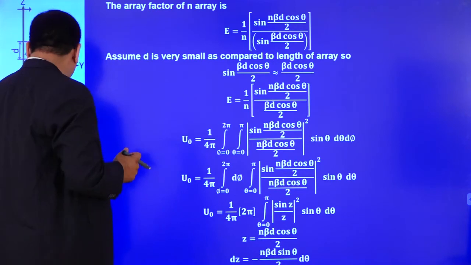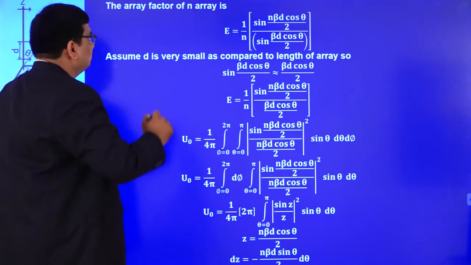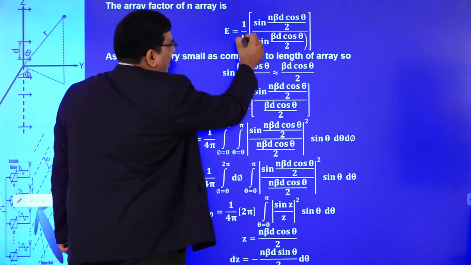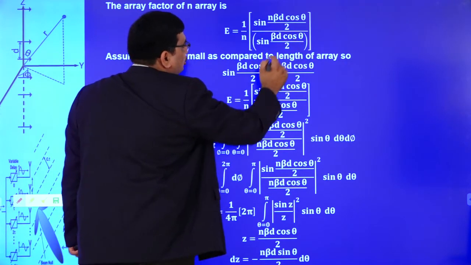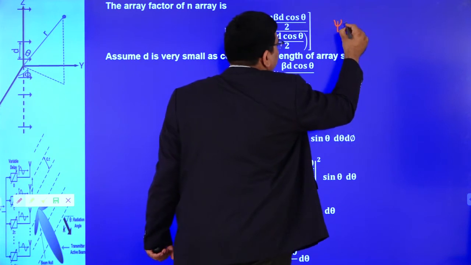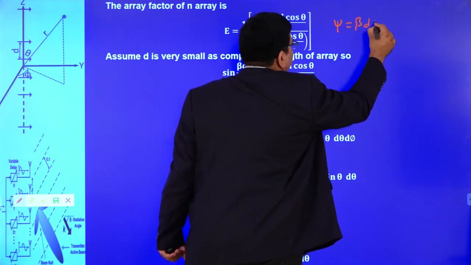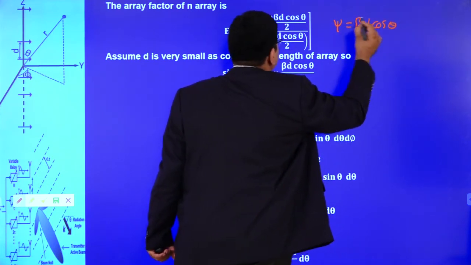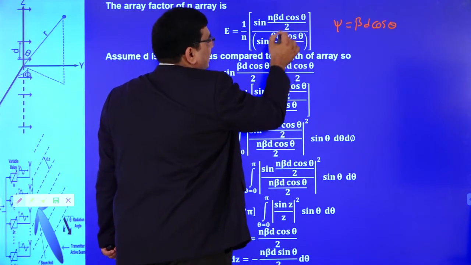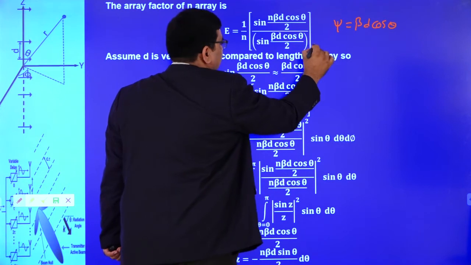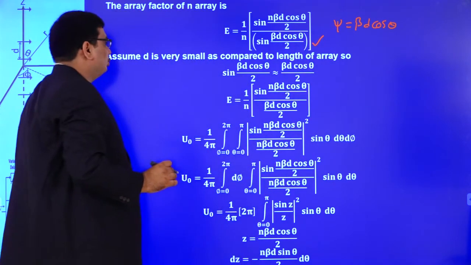So the array factor of n elements is equal to E is equal to 1 by n times sin(n psi by 2) by sin(psi by 2). If you substitute psi is equal to beta d cos theta, then this expression becomes 1 by n into sin(n beta d cos theta by 2) by sin(beta d cos theta by 2).